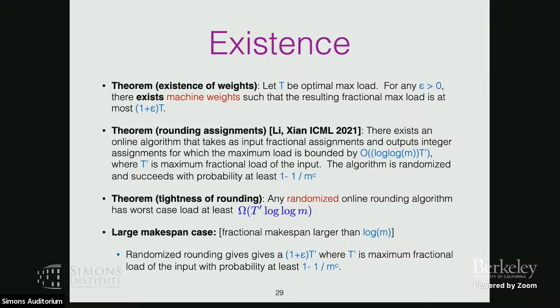I also should be clear, this is all about the really difficult case when the makespan is really small and optimal. If the makespan in the optimal solution is large, like bigger than log m, you just do randomized rounding. You can get a near optimal solution, no problem. So this shows that these weights exist. This is the existence part.